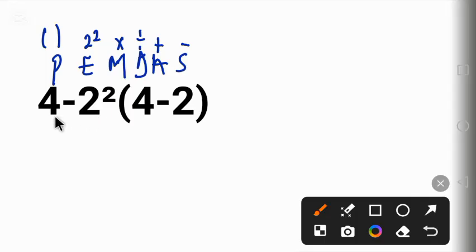Let's apply the rules. 4 minus 2 will give us 2. So we have 4 minus 2 square times 2. Exponent. 2 square will give us 4. That is 2 square is equal to 2 times 2, and that will give us 4.